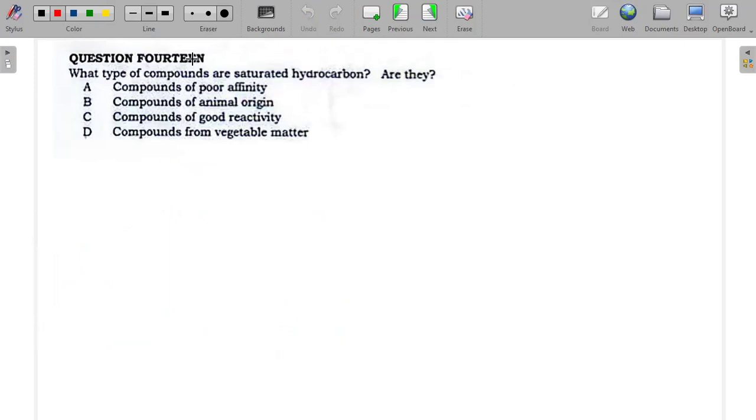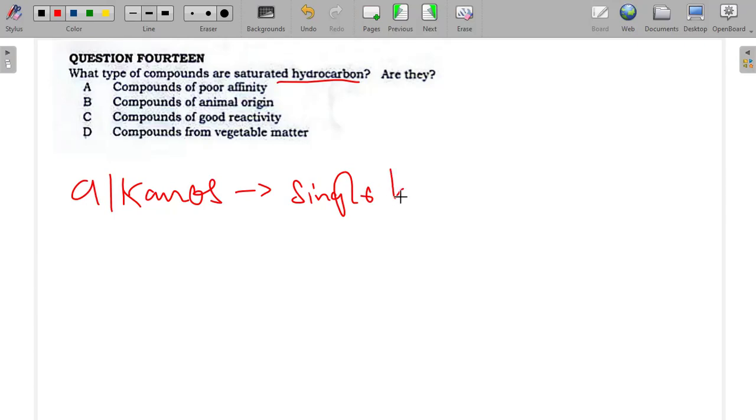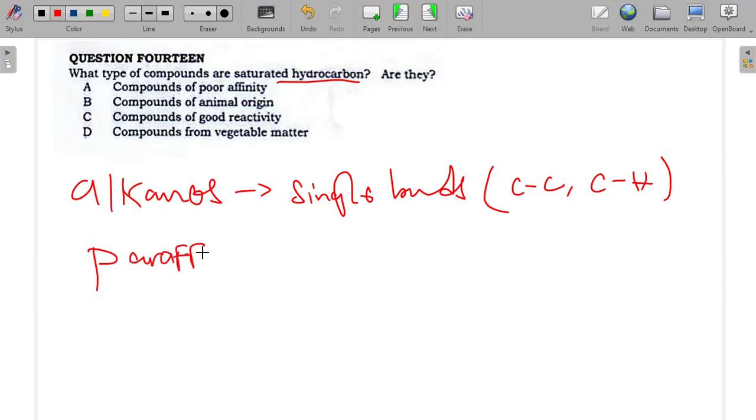Question 14 now, what type of compounds are saturated hydrocarbons? We know that saturated hydrocarbons are what we call alkanes. What does this mean? It means that they contain single bonds only. These single bonds can be carbon to carbon or carbon to what? To H. That's what we call saturated hydrocarbons. These alkanes are also called paraffins.